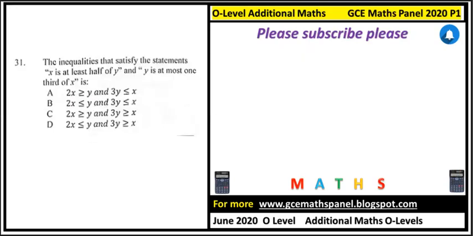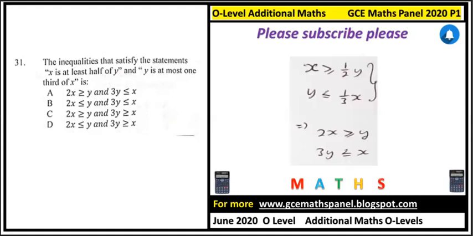31, the inequalities that satisfy the statements: x is at least half of y. Let us start with this one. x is at least half of y. What does this mean? At least means that the smallest is a half of y, so it can be more than y. It can be 1y, 2y, 3y, 10y, 1,000y. So at least half of y means greater than or equal to a half y.